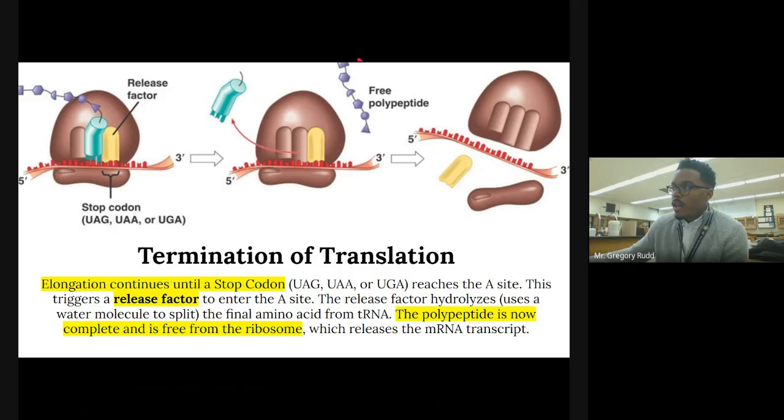Yeah, I don't want to get too far ahead right now because Selena isn't here, but this is the process. Do you have any questions about any of these 3 steps: initiation, elongation, or termination?